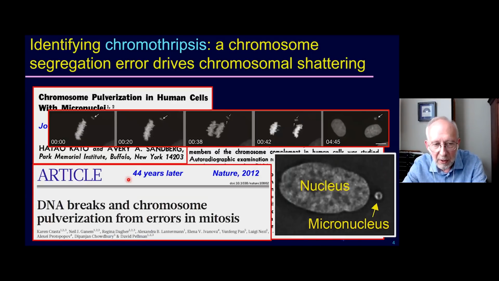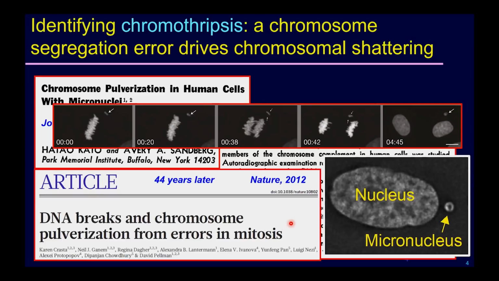It was forgotten for 44 years until it was rediscovered by David Pellman and his colleagues at Dana-Farber. And sure enough, they demonstrated, yes, indeed, if you missegregate a chromosome, like this one here that I'm circling, and it forms a micronucleus in the subsequent interphase, that DNA will be pulverized, will be shattered.